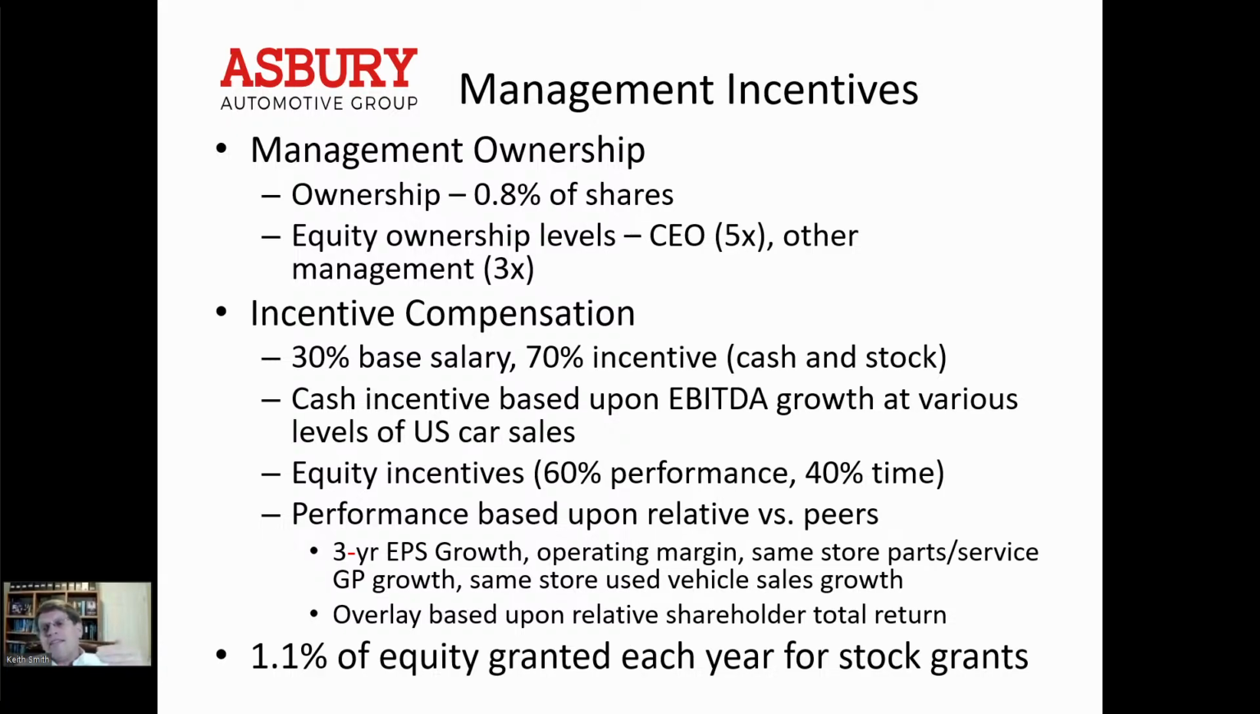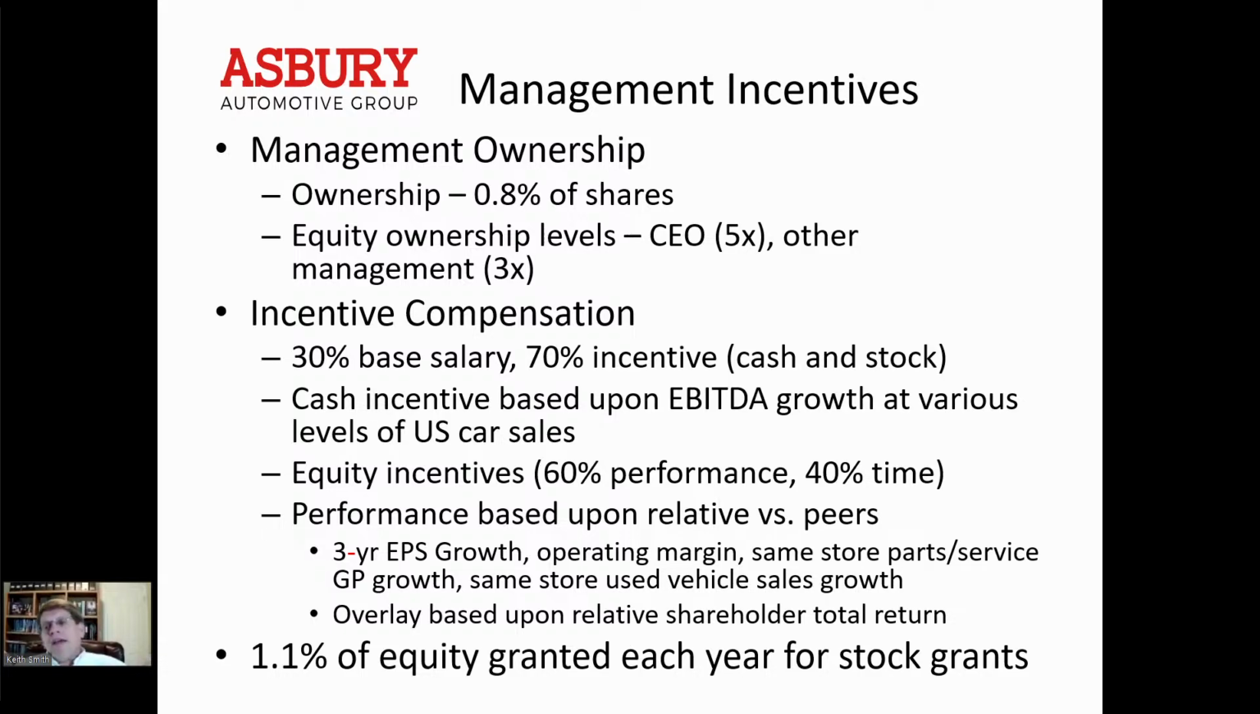So what it really does is provide an incentive for management to do well. It's not like they set a huge target and if car sales go way down, they're never going to meet it. It gives them the opportunity, since what they're really looking for is relative outperformance versus other people in the marketplace. And then they have equity incentives, which are primarily stock grants. 60% are performance based, 40% are time based. Here are some of the key metrics for the performance based: 3-year EPS growth, operating margin, same store profit service, gross profit growth, same store used sales growth. Those are metrics that would build up into a better ROI at the end.